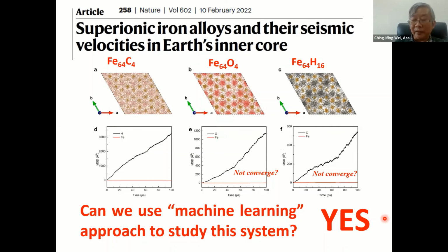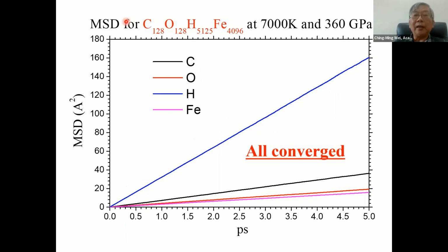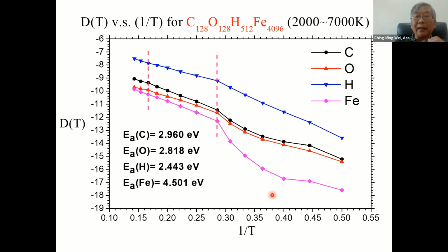Of course, the answer is yes, clearly. And here are the results. We have more than 5,000 atoms in the simulation using this approach, which is 64 times larger, at 7,000 K and 630 gigapascals. You can see the root mean square displacement is a complete straight line, which is very nice, and the results converge. Within this range, the diffusion constant follows a straight line in 1/T, and we can get the diffusion barriers for copper, oxygen, and hydrogen.